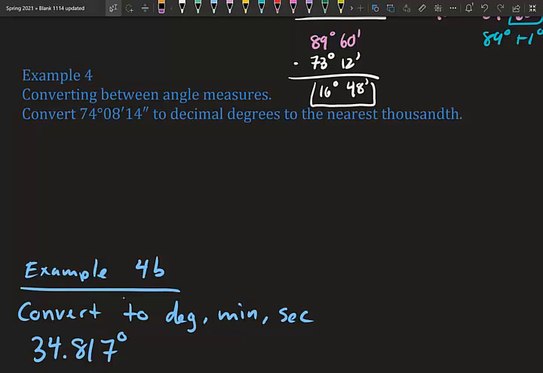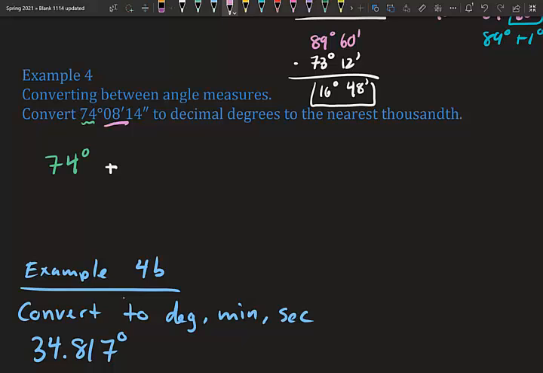All right, so let's convert between angle measures. We're going to convert 74 degrees, 8 minutes, 14 seconds to decimal degrees to the nearest thousandth. So now we're converting degrees, minutes, seconds, and we want decimals. I'm going to show you by hand, and then I'll show you with our handy dandy calculator. Okay. So the degrees, we never touch. It's going to stay 74.